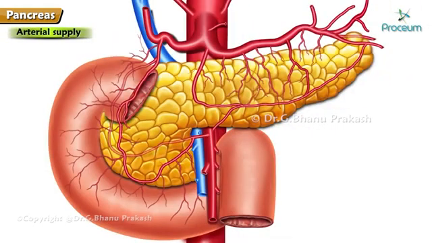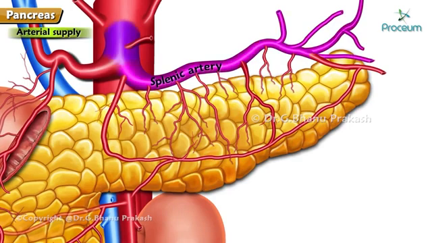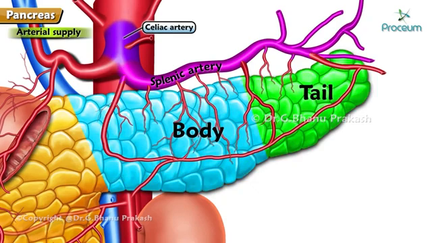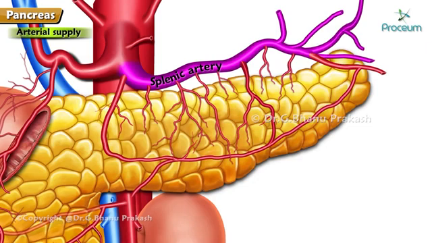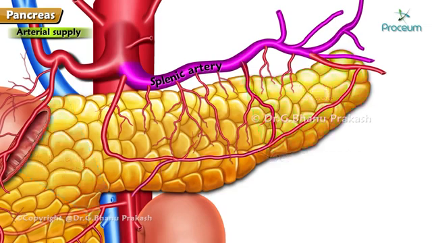Arterial supply. The pancreas is a highly vascular structure and is supplied by the following arteries. Splenic artery, which is a branch of the celiac artery. It is the main source of blood supply to the body and tail of the pancreas. As many as 10 branches may pass from the splenic artery to the body and tail of the pancreas. One large branch, known as arteria pancreatica magna, arises near the tail end and runs towards the neck. Another small branch, known as arteria caudae pancreatica, runs towards the tip of the tail.